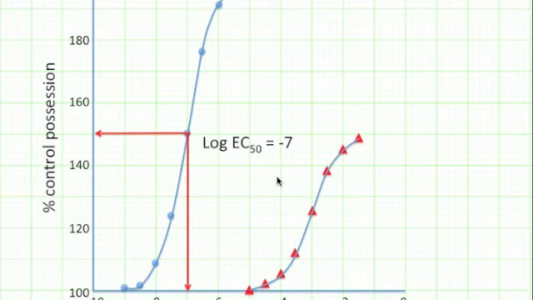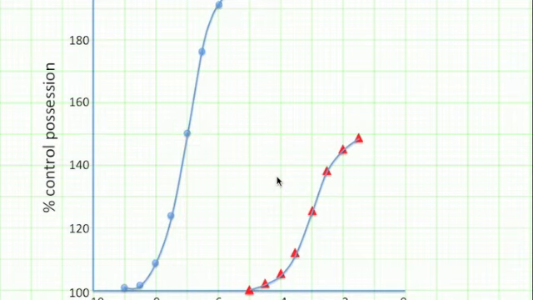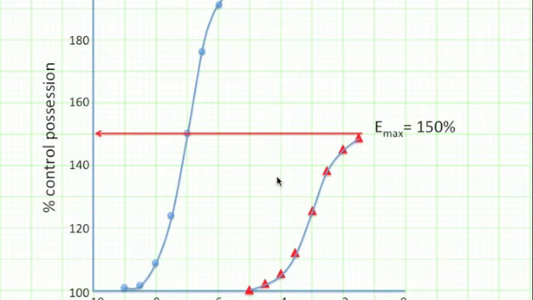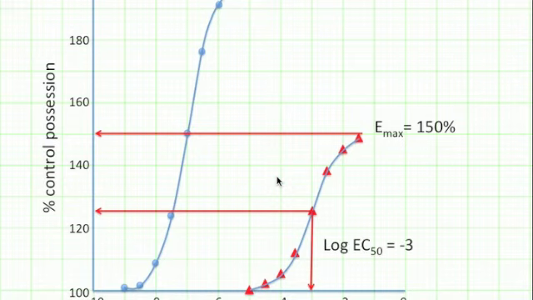We can then do the same thing for our second drug, ethanol. Again, we work out where the maximum effect is, and it's at about 150% of control possession here. And then we find the 50% value, which is in this case 125% of control possession, and drop down onto the x-axis. And that gives us our log EC50 value, in this case -3.